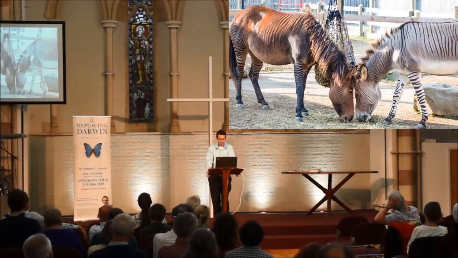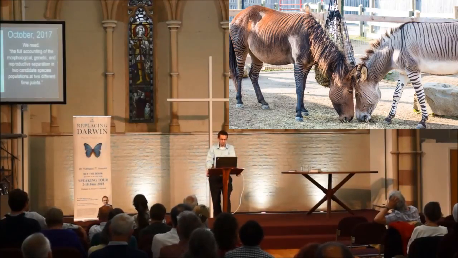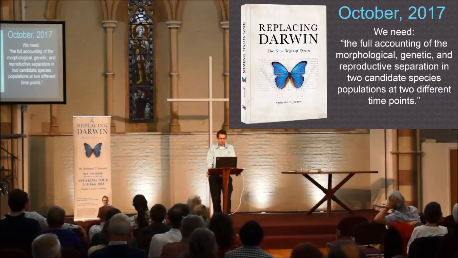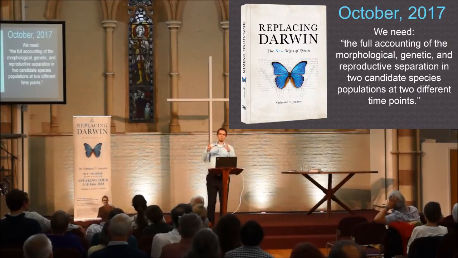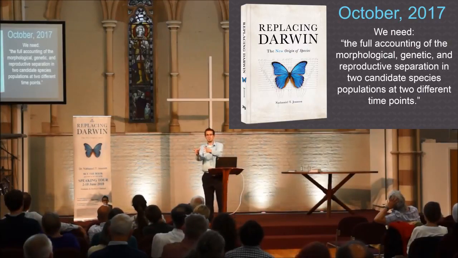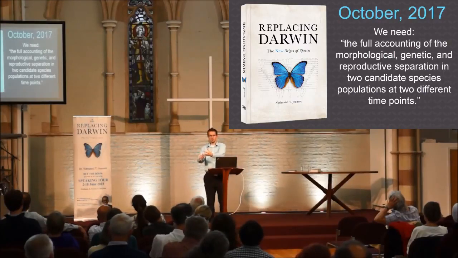So that's why there's all these different species definitions. So what I said in the book was the way you evaluate my hypothesis was to get the full accounting of the morphological, genetic, and reproductive separation in two candidate species populations at two different time points. That's a mouthful of a sentence, but basically what I'm proposing is what you need to do is get everything that defines a species at time point 1, and pick whatever you want. How it looks, its genetics, who it can reproduce with, whatever.